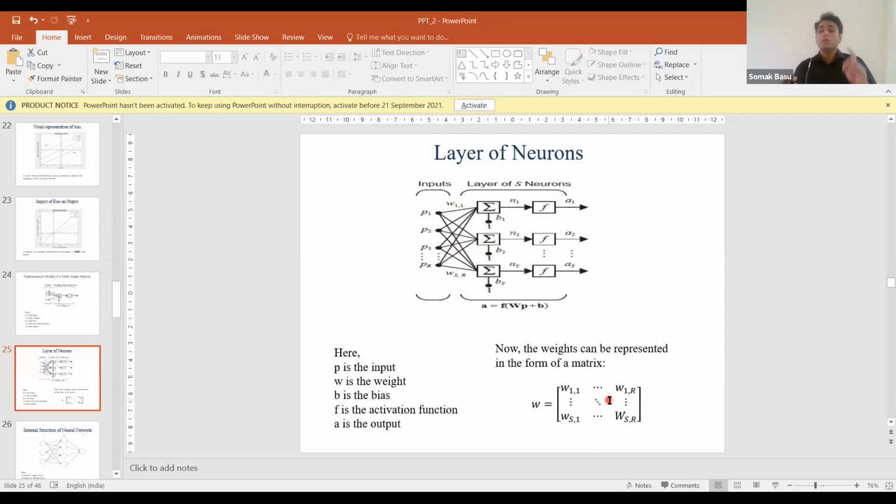So in this case, you'll see the weight is not fixed. The weight is not a unique value, but it's basically a matrix now. So it will range from W11, W12, W13, W1R. Similarly, W21, W22, W23, W2R, and WS1, WS2 up to WSR. So this is the S cross R matrix. So the weight will now be a matrix. So generally what happens is when you give multiple inputs to a neural network, the weights keep updating and generally it's in the form of a matrix. Okay, so this is a layer of neurons.